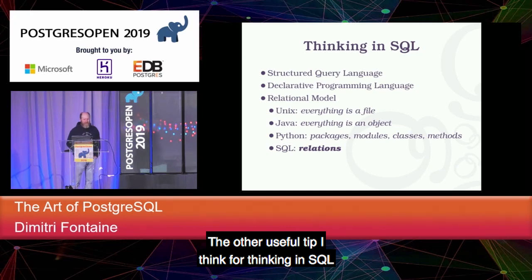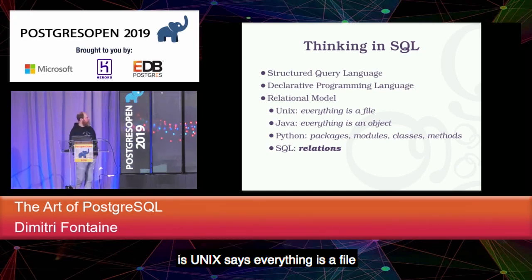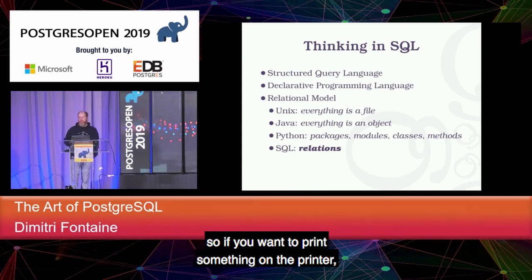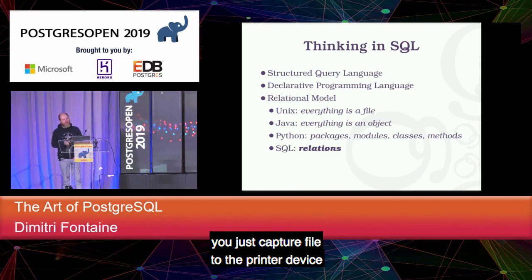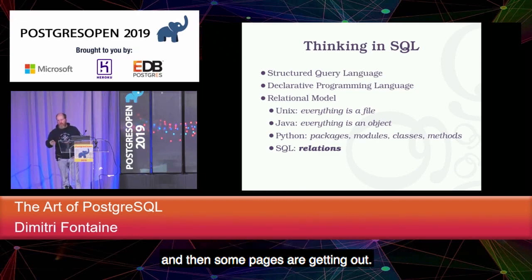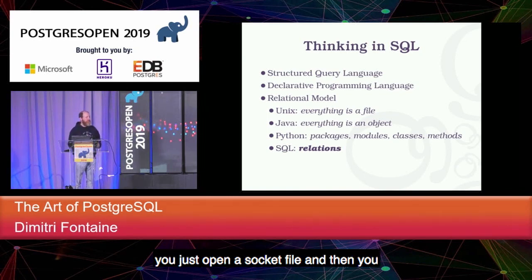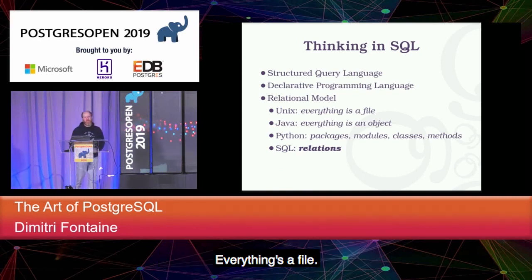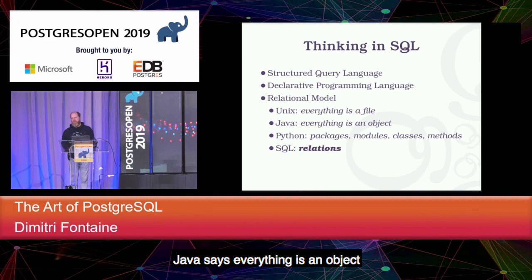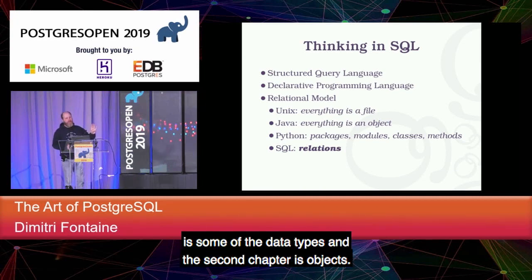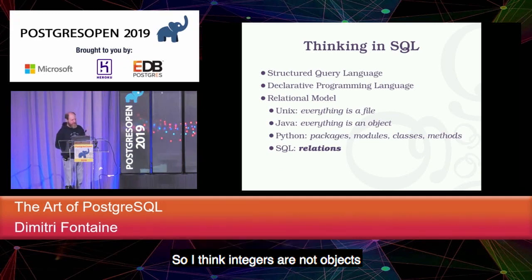Another useful tip for thinking in SQL is this. Unix says everything is a file. So if you want to print something on the printer, you just cat your file to the printer device, and some pages come out. If you want to connect to a network, you just open a socket file, and then you write to a file, and it's actually a socket, and it goes to the network. Everything is a file. Java says everything is an object, and actually the first chapter is some other data types, and the second chapter is object. So, like, integers are not objects, but everything is an object.